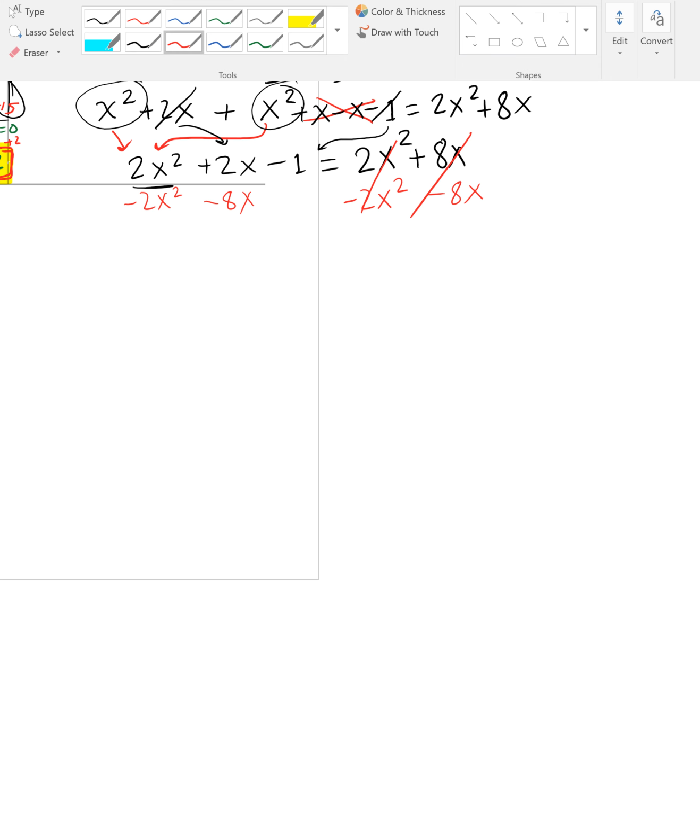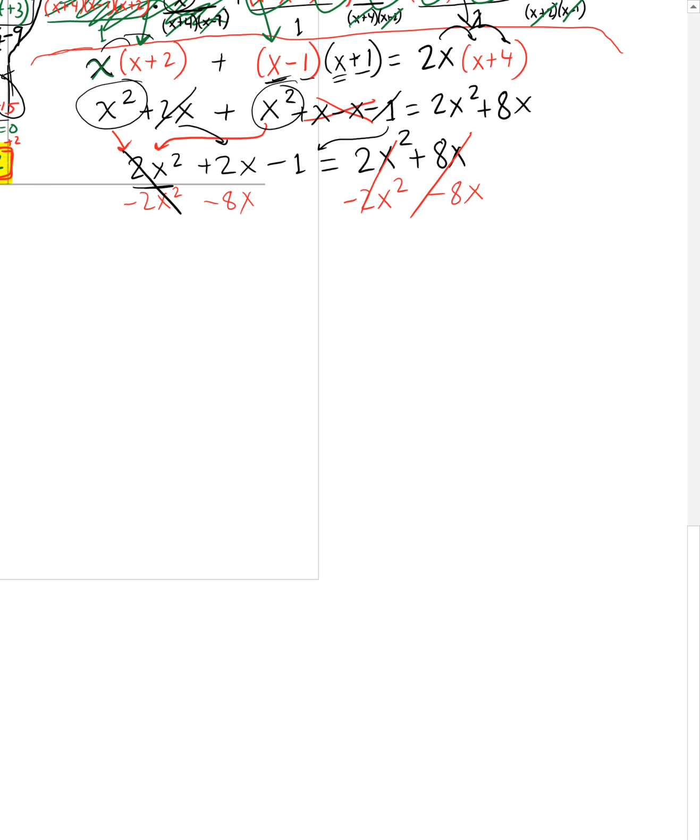I notice that the x squared terms actually cancel, right? 2x squared minus 2x squared is nothing. So it's going to become a problem where I don't have to factor because there's no more x squared term left. So I've got, then there's 2x minus 8x, that's negative 6x. And then the minus 1 that was already there. I've moved everything over from the right side, so there's nothing on the right side.